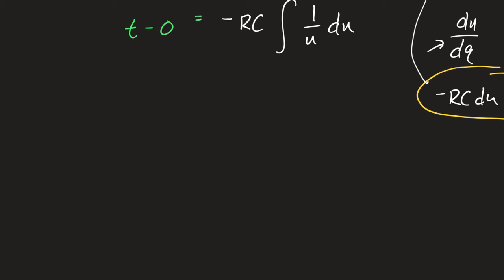So on the left side, I still have t. But on the right side, I'm going to have minus RC natural log of u. Now, there's a lot that has to happen now. So before we jump for joy that we're done, we're not even close. Because A, we haven't put in our limits. But we can't put in our limits until we put back what we did for our substitution.